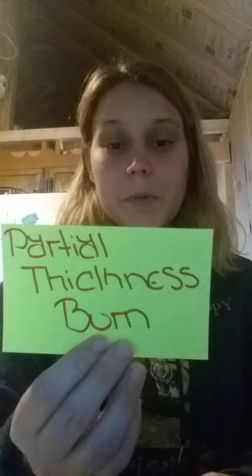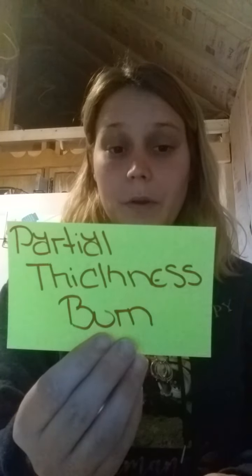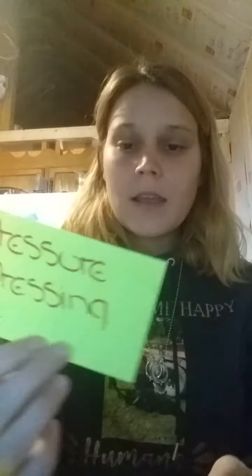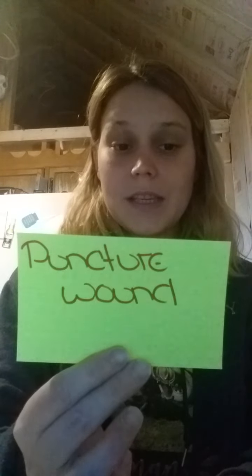A partial thickness burn is a burn in which the epidermis, which is the first layer of skin, is burned through and the dermis, the second layer of skin, is damaged. A pressure dressing is a dressing applied tightly to control bleeding. A puncture wound is an open wound that tears through the skin and destroys underlying tissue.